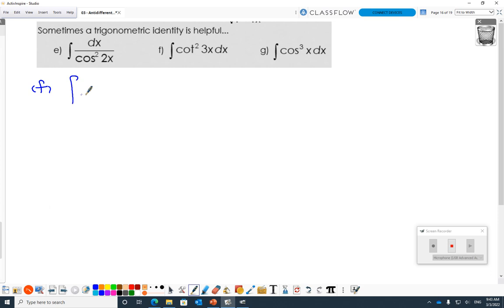Integral of cotangent squared of 3x dx. Oh, this one's tough. We've jumped from level 66 out of 100 to level 218 out of 100 here. Cotangent squared. I look at my trig derivatives and I look for cotangent squared up there and there's no cotangent squared up there. There's cos and sine and secant squared and secant, tan, cosecant, cotan, cosecant squared.